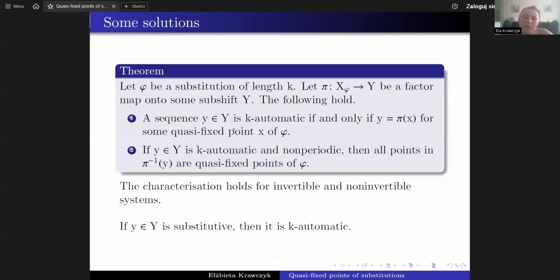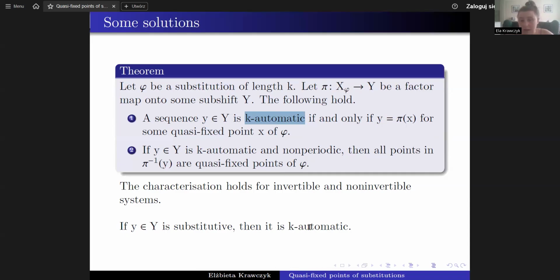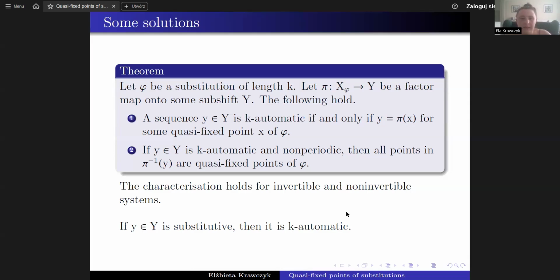Furthermore, here I wrote k-automatic, but actually we can show something stronger. If y in my k-automatic system is substitutive, then I actually know that it is going to be k-automatic. So in the sense, wherever we want to characterize automatic or substitutive systems in a constant length substitution system, this is the same. They are going to be the same. And I will say a little bit more about this later.